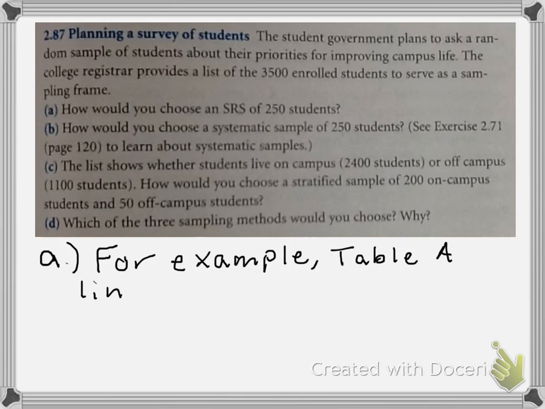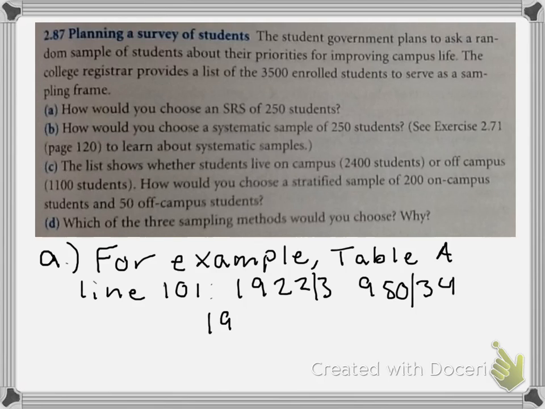From the back of your statistics book, Table A shows a wide variety of random numbers, and going down the lines, you can pick the 250 students between 0001 and 3500. Remember that the numbers from 3501 to 9999 and 0000 are out of your digit range.